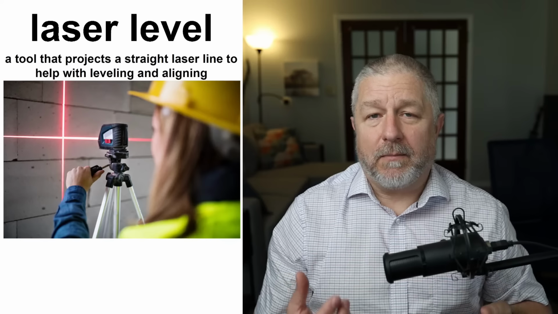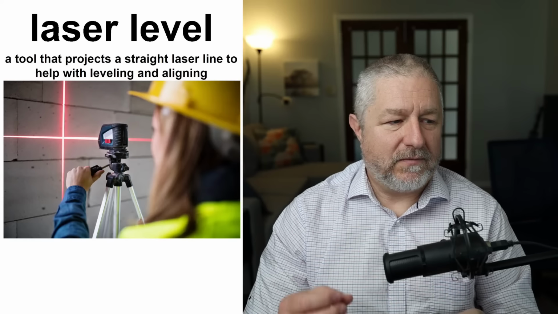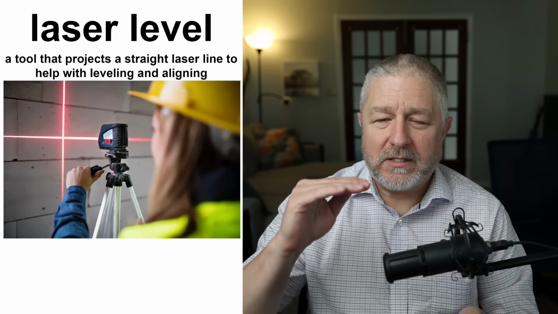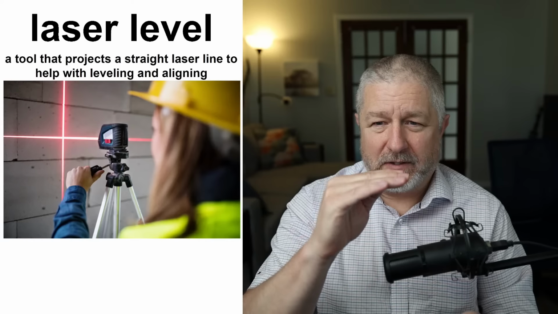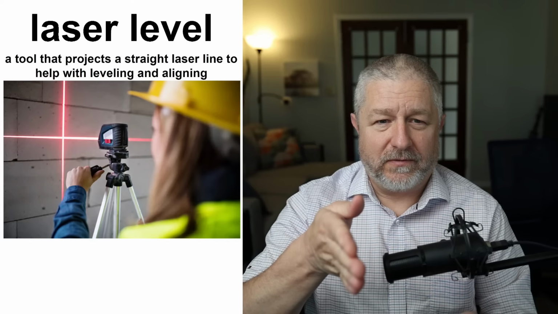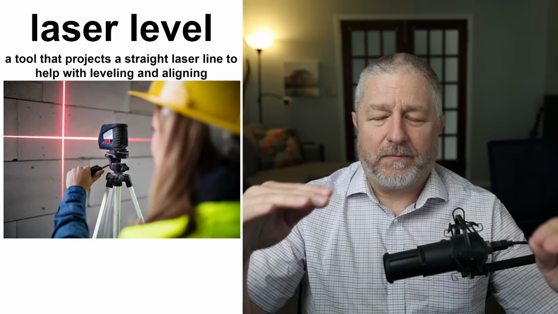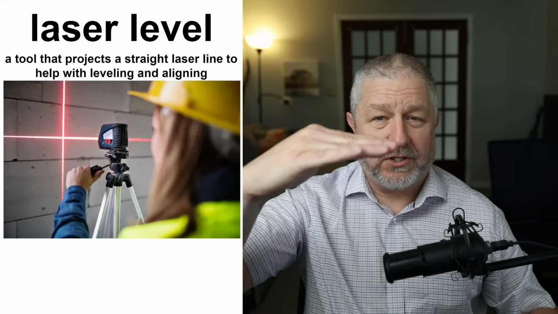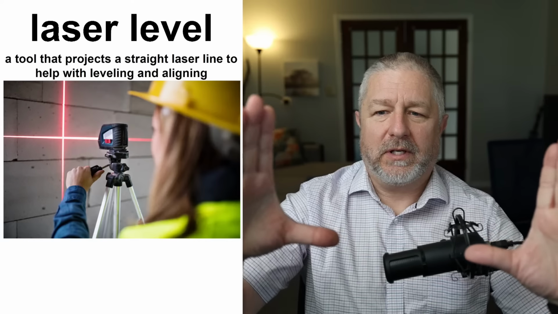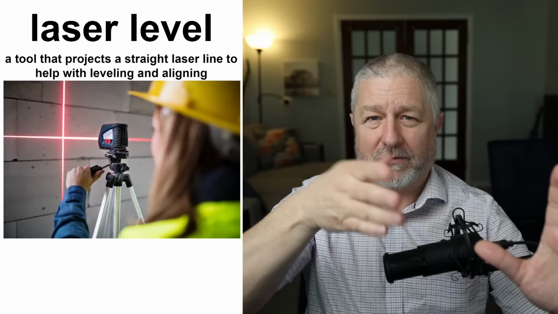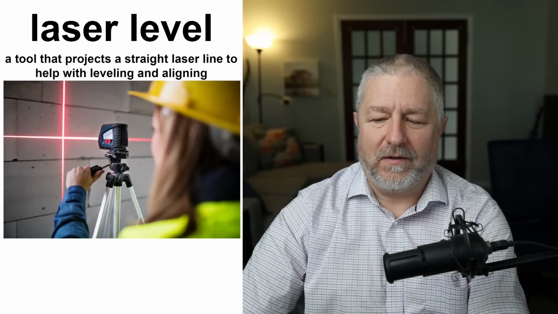So this has become very common in the construction industry. A laser level is a very handy tool. It's able to fire a horizontal laser and a vertical laser onto a surface, and then you can see perfectly if it is level. Let's say you were hanging a picture on a wall. If you used a laser level, you could get the picture completely level vertically and horizontally by following the lines on the wall.